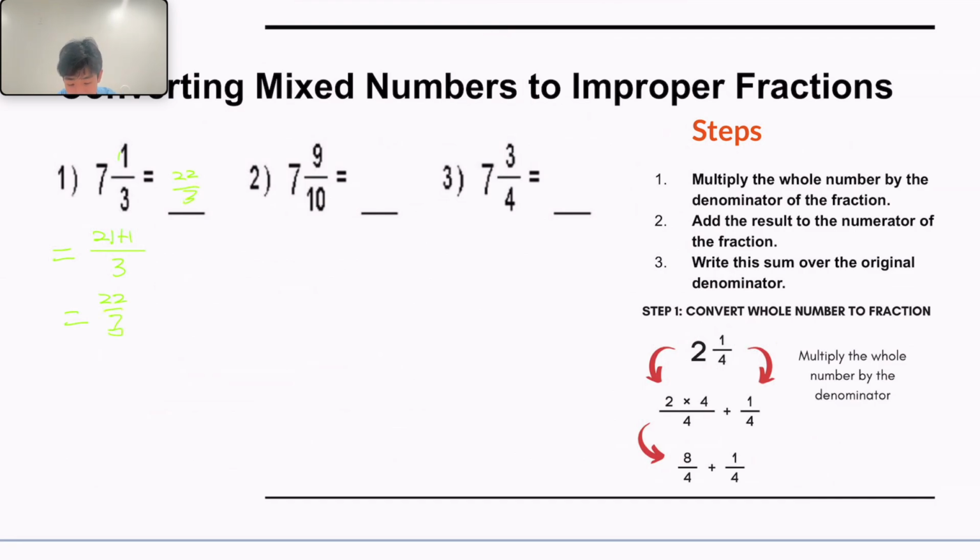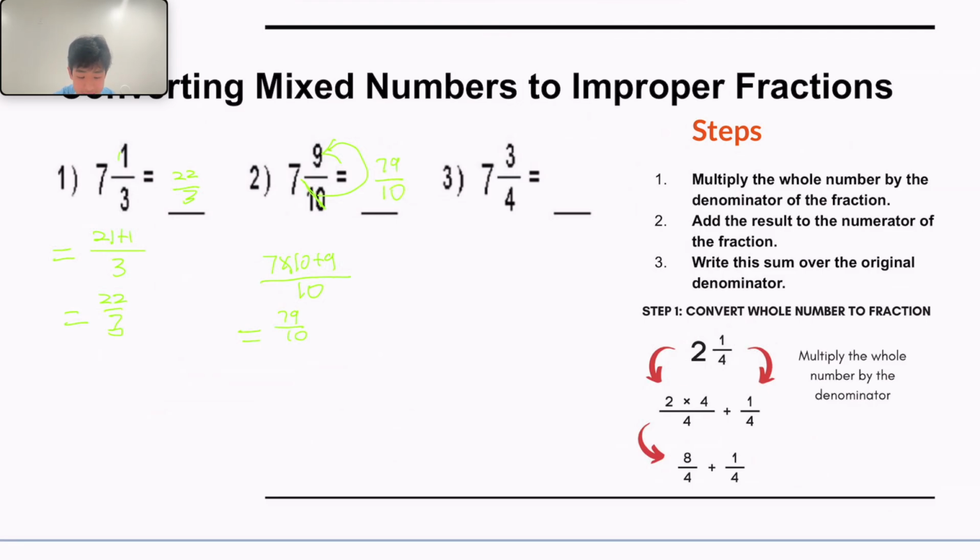In this example here, you multiply the whole number by the denominator and you add the numerator. So this will be 7 times 10 plus 9 over 10. You keep the denominator the same again. So this equals 79 over 10.